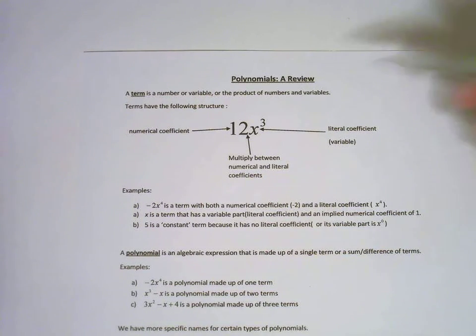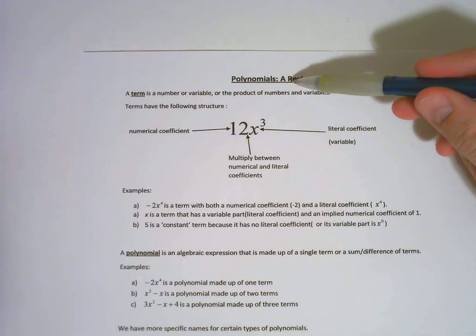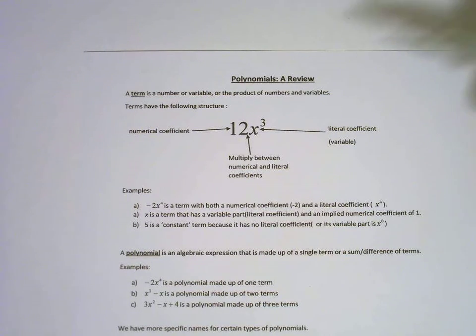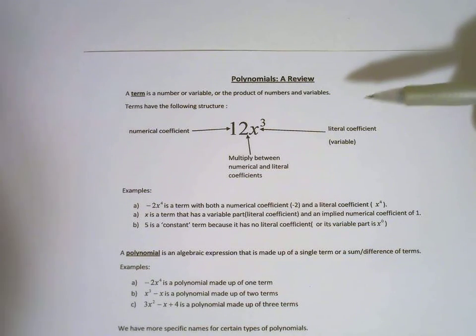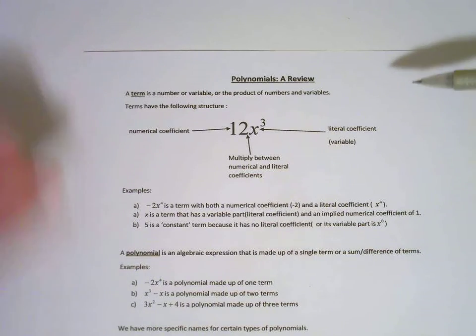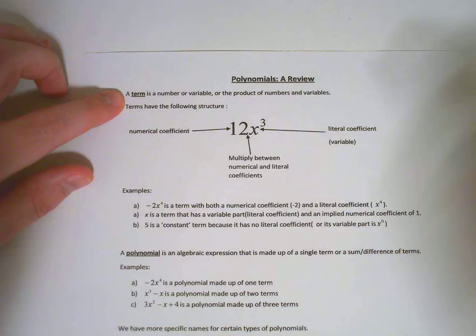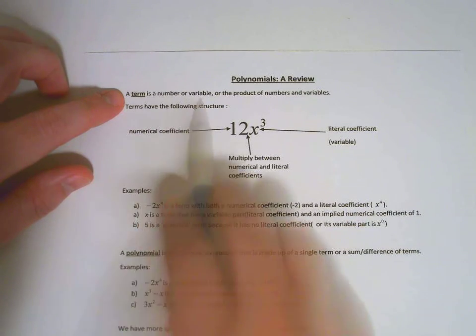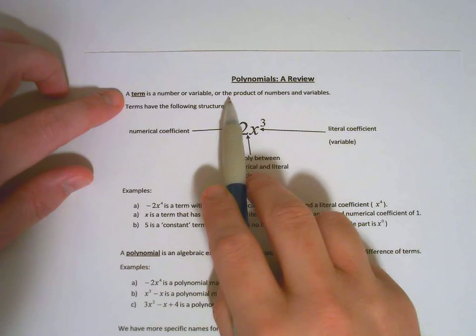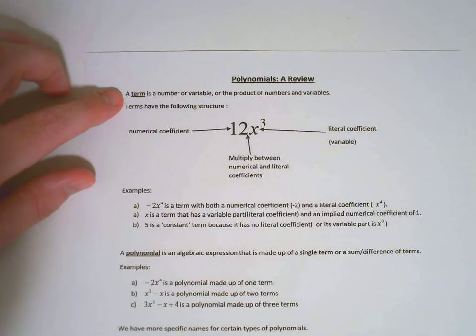Okay, next we're going to do a quick little review of working with polynomials. So here we've got some definitions to go by. I've used some of these already in the previous video. First we're going to look at what a term is. Here it says a term is a number or a variable or the product of numbers and variables.